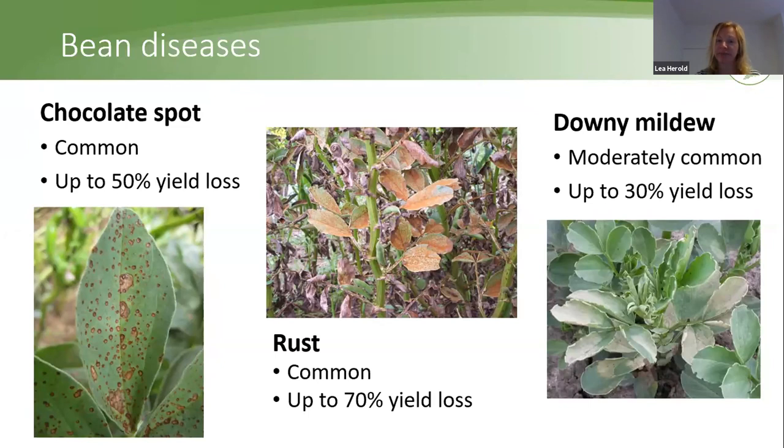Another very common disease is bean rust. Bean rust produces red, brown-red pustules that appear on the leaves and can very quickly cover the whole leaf surface. Under severe cases, rust can lead to up to 70% yield losses. A slightly less common disease, but still very important, is bean downy mildew. These are big lesions, pale on the upper side of the leaves, and on the underside there's a white-gray mycelium. Under severe cases, it can lead to up to 30% yield loss.